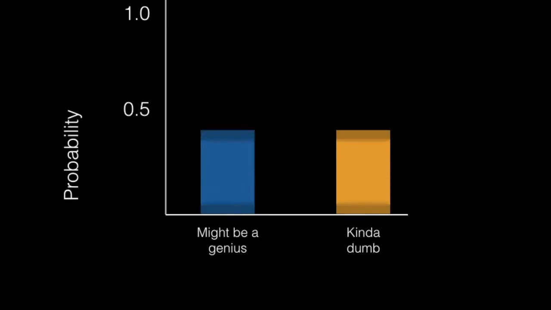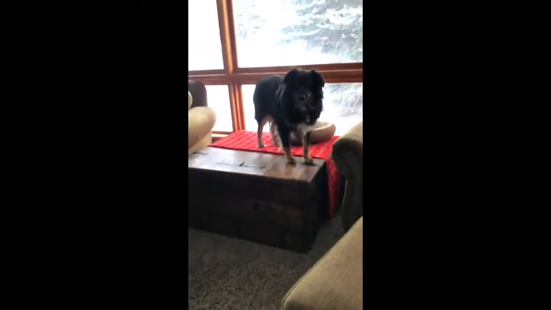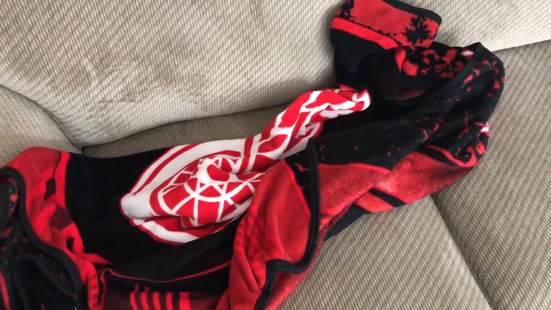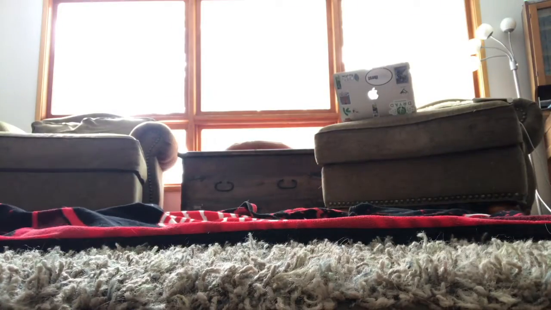This chart represents my prior beliefs about the smartness of Moose. We're going to administer some IQ tests that I found on the internet to Moose. This is something Moose really likes. We cleverly hide the meat under a Detroit Red Wings blanket. A smart dog should be able to find the meat and retrieve it from under the blanket right away.